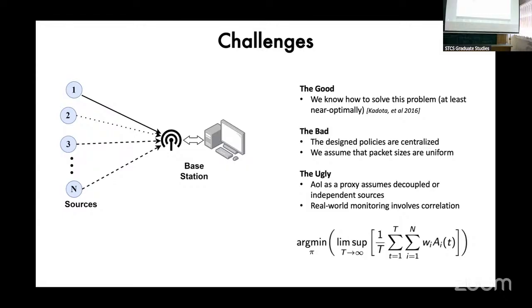Channel model, I will assume throughout is one source at a time. For packet sizes, when I handle non-uniform packet sizes, I will assume that you know channel reliability, Bernoulli reliability over time, P1, P2, Pn. For the distributed policies, I will assume reliable channels. And for the correlated setting as well, I will assume reliable channels.